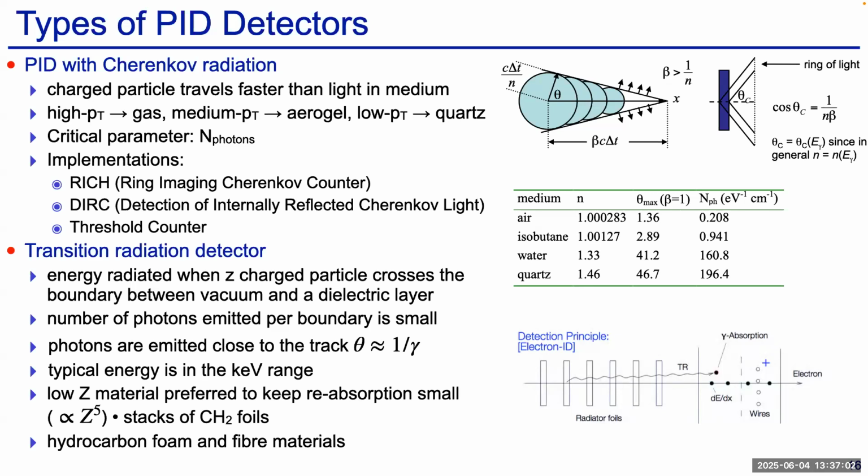And during this transition, they emit photons, and the photons are emitted very close to the track at an angle of 1/gamma. So they are very close, and there are not many. Typically, the energy is very low. So you have to use low Z material, preferred to keep the reabsorption small, because they are low energy. They could be absorbed again within that. I think ALICE has a TRD. We did R&D for EIC also on a TRD, but at the end decided not to use it.